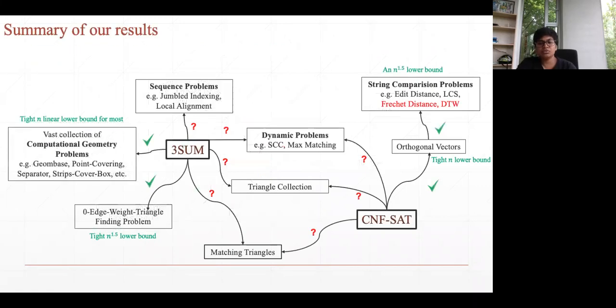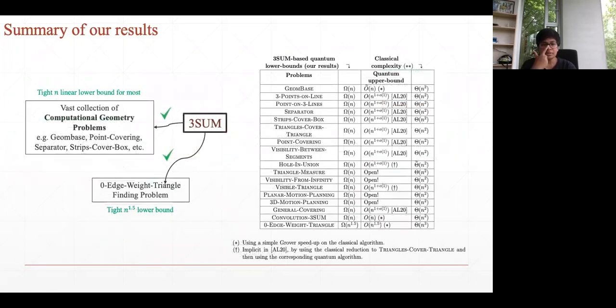And so to completely summarize, what we have done in this project is we took these two central problems in classical complexity theory, which are called threesome and CNF-SAT. We studied their classical reductions. We studied the conjectures, the hardness of these problems in the classical setting. We gave quantum analogs of these conjectures. Then we gave quantized versions of many of these reductions from threesome to these problems and CNF-SAT to these problems. And as a result, for this reduction from threesome to this vast collection of computational problems, we were able to give lower bounds for this entire list.